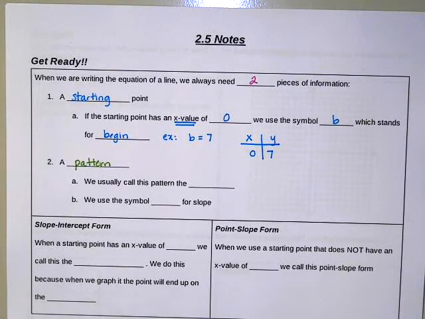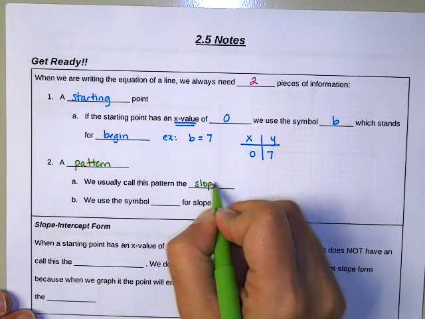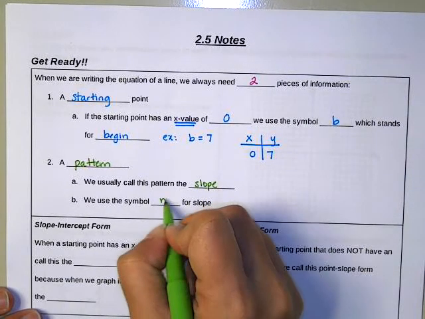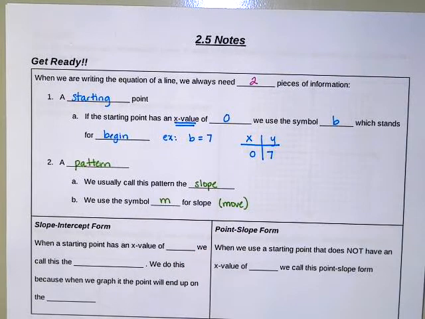Another word for pattern in mathematics is also the slope. And we use the symbol m for slope, which stands for move, because the slope tells us how to move between points on a graph.